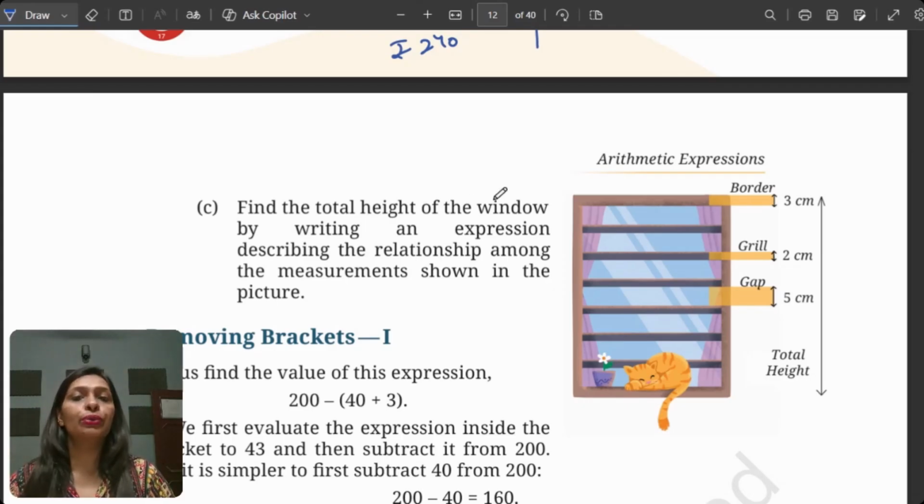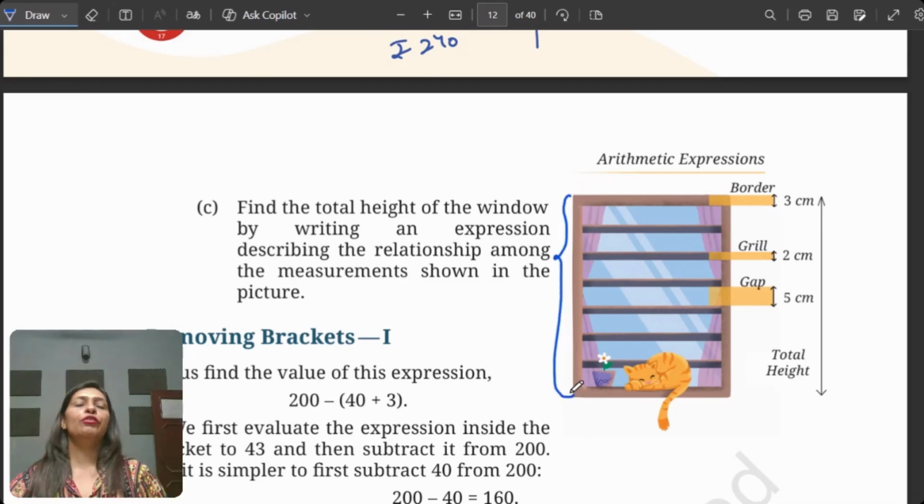You have to find the total height of the window by writing an expression describing the relation amongst the measurements shown in the picture. What we have to do is find this height of the window. Height means this complete height I have to find. But you have to write an expression. You don't have to write adding one.